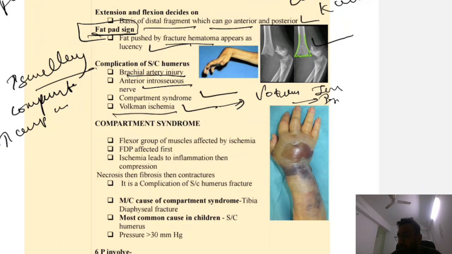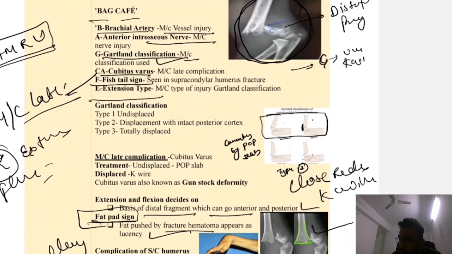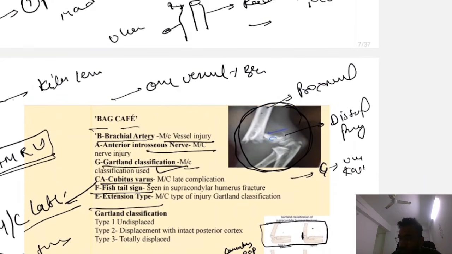This is because of ischemia of the flexor digitorum profundus. So these are the complications of supracondylar humerus fracture. So it is very important.